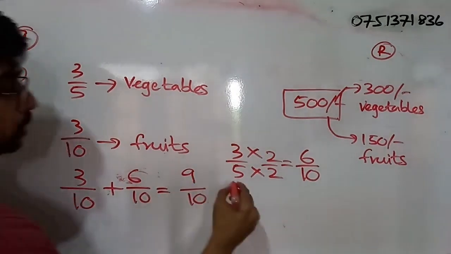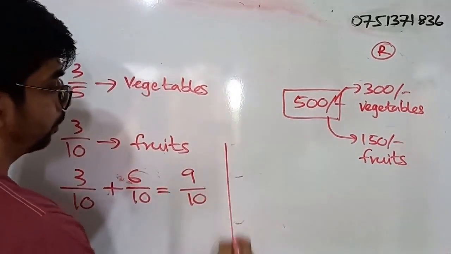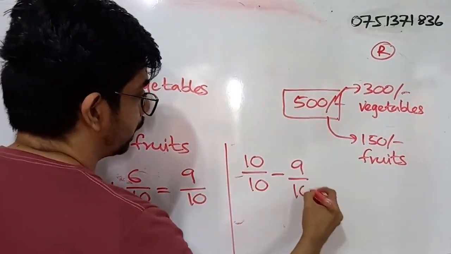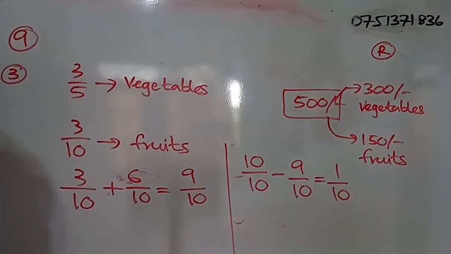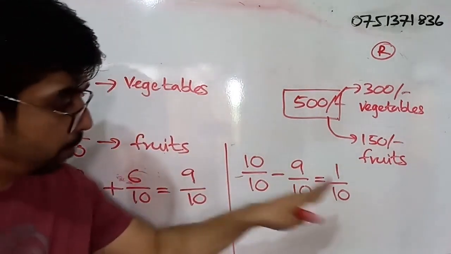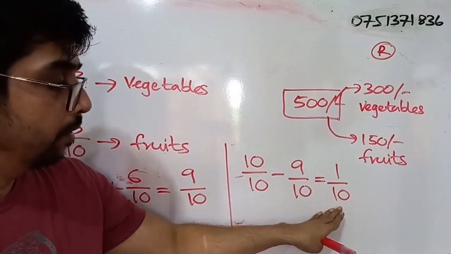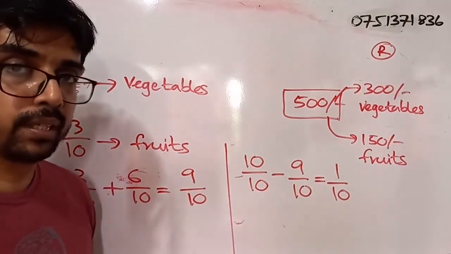What is the remaining amount? How will we calculate it? From 10 by 10, we subtract 9 by 10. Then what will be the answer? 1 by 10. So what is the amount that she actually tried to save? A quarter. So what is the amount finally she had saved in real life? 1 by 10. So she can't do it. She couldn't do it.